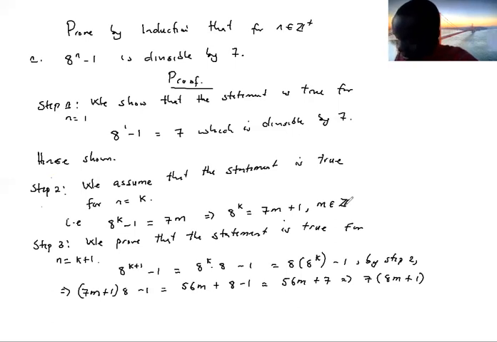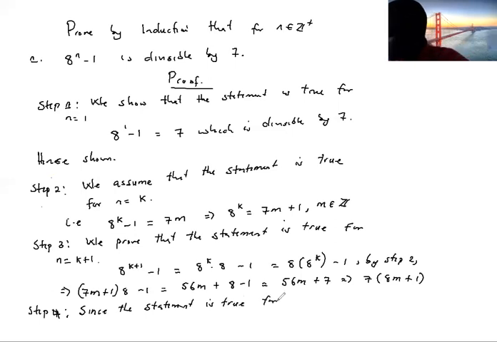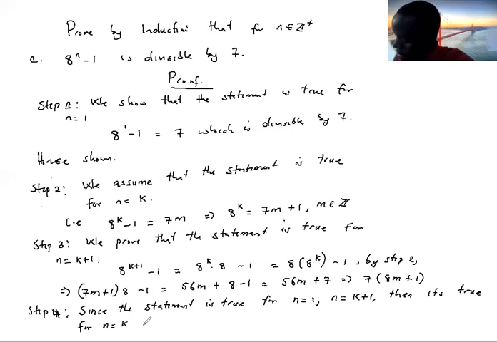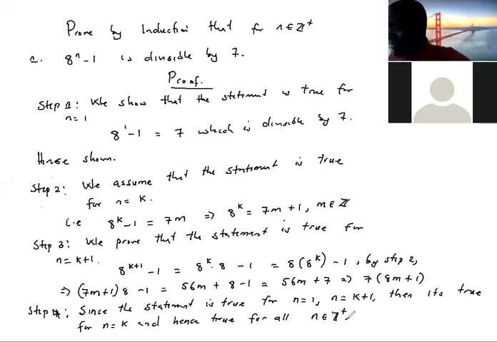So we can go to step 4. In step 4, I'm going to say, since the statement is true for n is equal to 1, and for n is equal to k plus 1 whenever it is true for n is equal to k, hence it is true for all n positive integers, like that. Very easy, but very nice.